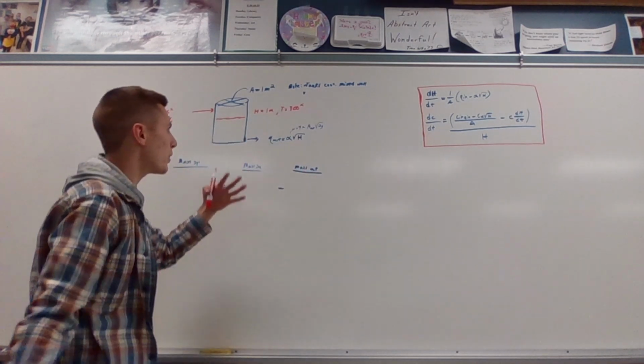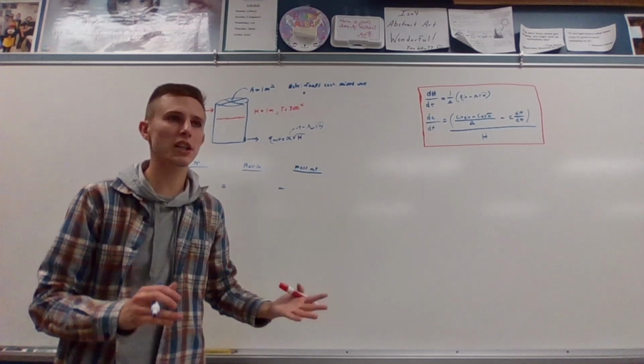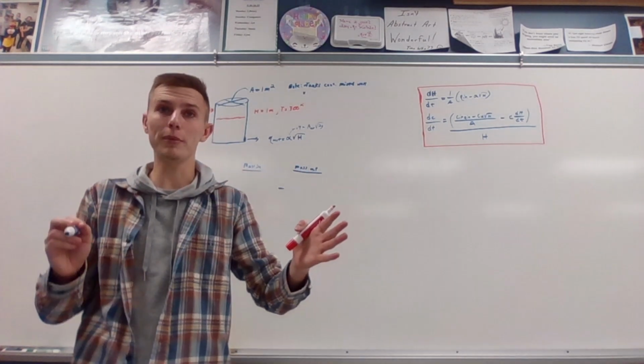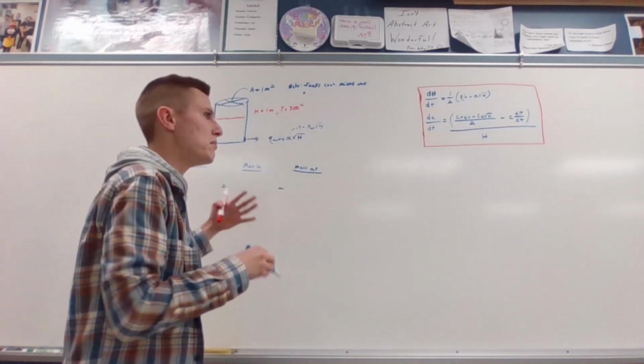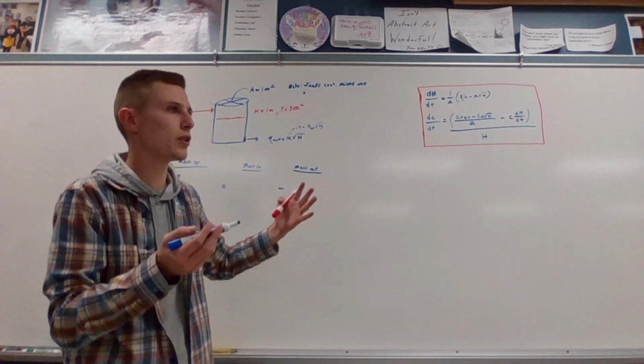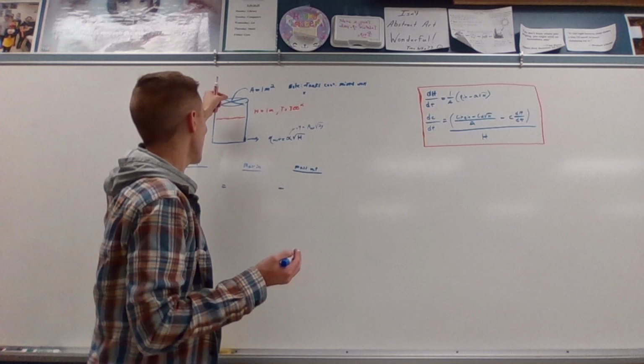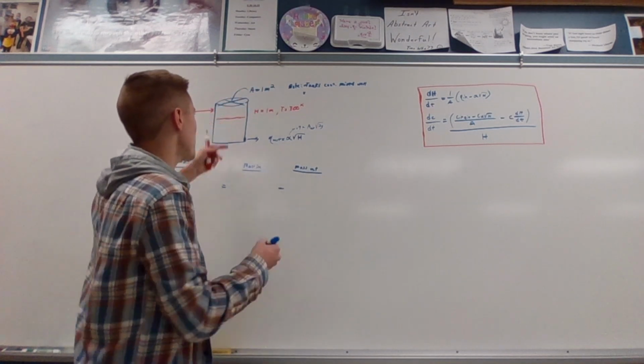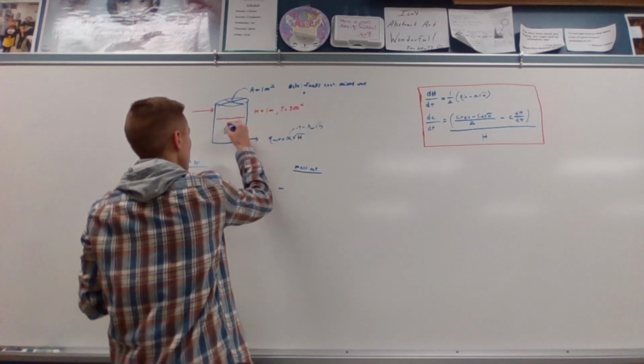We don't have any masses here, but we know the relationship between mass, density, and volume: mass is equal to density times volume. So we can say density times volume. Well, our volume here is the cross-sectional area times the height that the water is at. This is our volume right here.